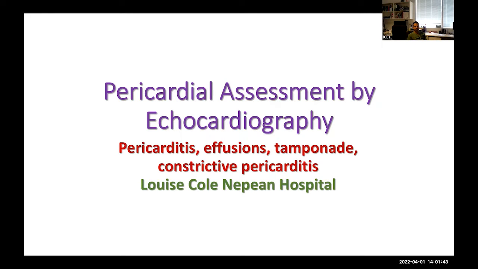Today's topic is pericardial assessment by echocardiography. During this session, I'll be talking about pericarditis, effusions, tamponade, and constrictive pericarditis. I'll basically be talking about the echo features of all of these, and I won't be talking much about etiology or medical progress in that respect.